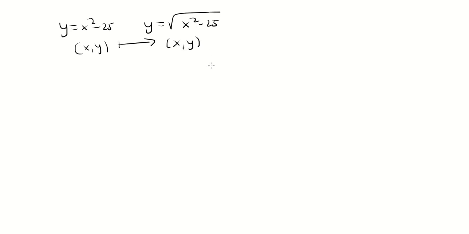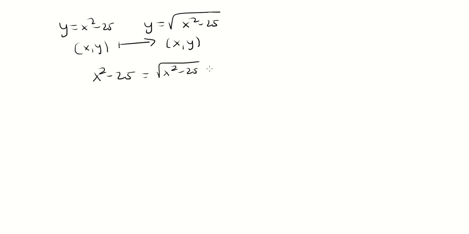The invariant points when y equals x squared minus 25 is transformed into y equals the square root of x squared minus 25. The invariant points are the points that don't change after the transformation. So let's say you start with (x, y), you apply the transformation, you're still going to have the same point (x, y). In other words, this is the same thing as looking at the intersection between x squared minus 25 and the square root of x squared minus 25.